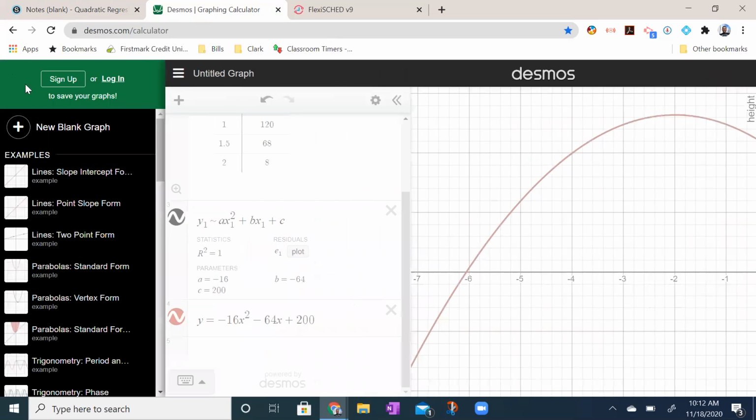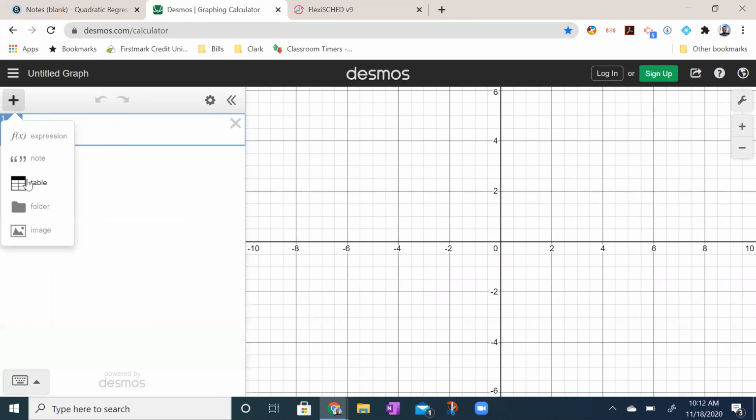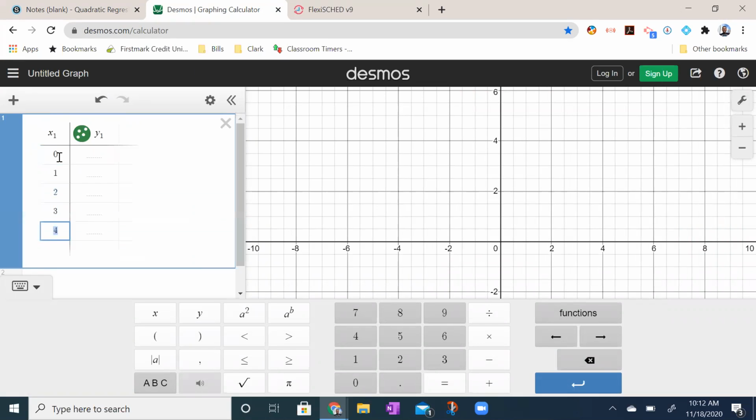There's some lines there. And I'm just going to put a new blank graph. All right, so let's go ahead and add our table, plus sign, table. Do this other example. So I've got 0 to 4 in my x values. So I'm going to put 0, 1, 2, 3. And if it recognizes your pattern, so they knew we wanted 4 here. I'm going to put my y values in.